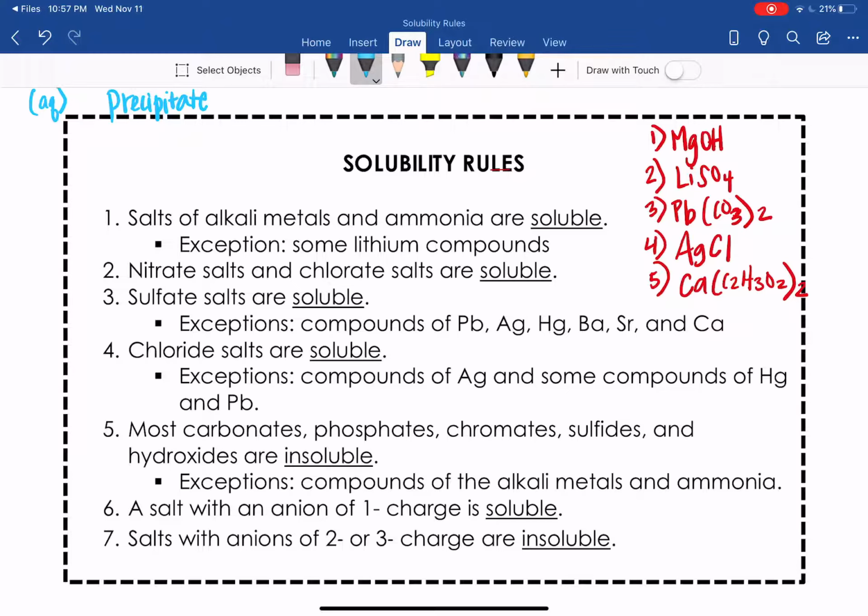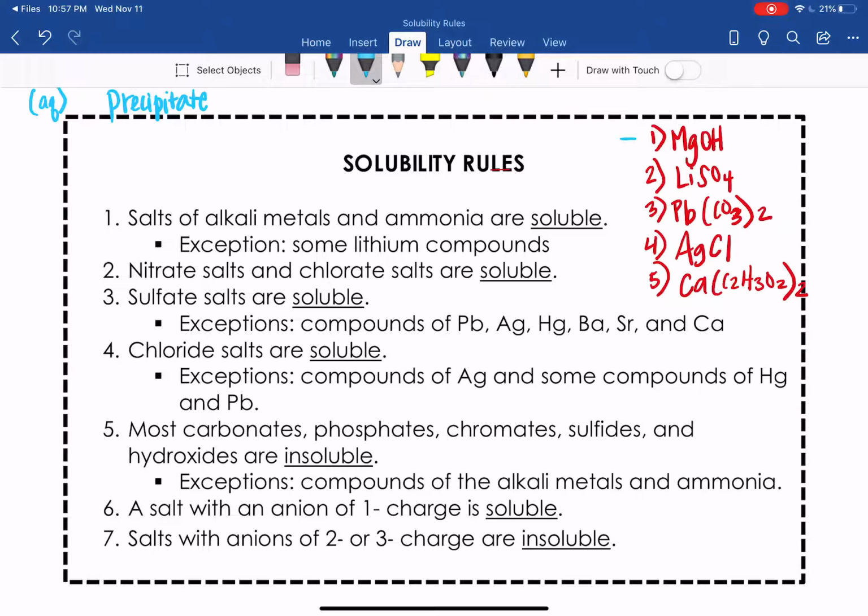So I want to go through some examples today, and we're going to identify these as either soluble or insoluble. If they're soluble, we'll write them as aqueous. The first one, magnesium hydroxide. When we look at these solubility rules, we always want to start at the top. So magnesium hydroxide, here's number one.